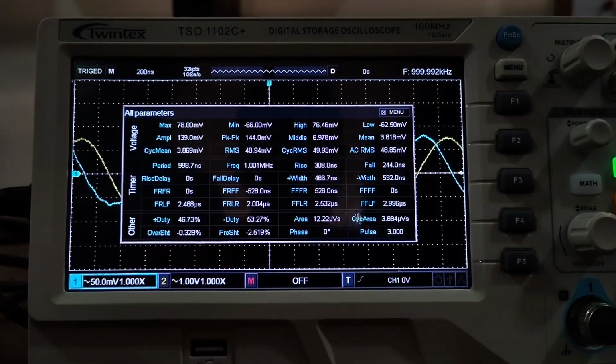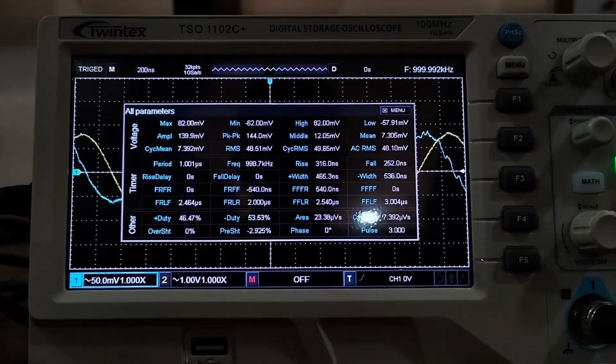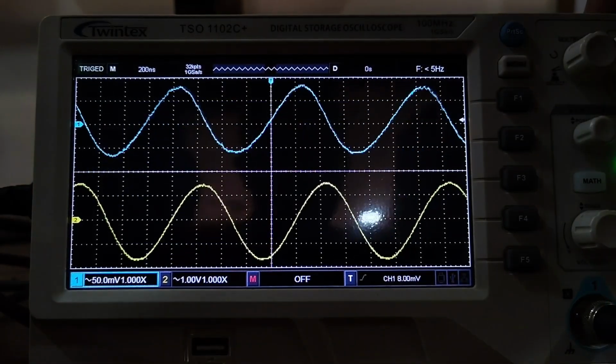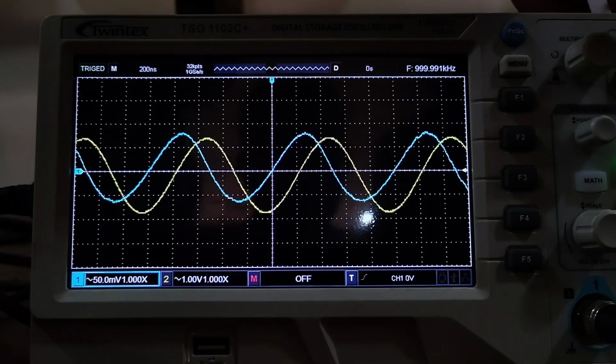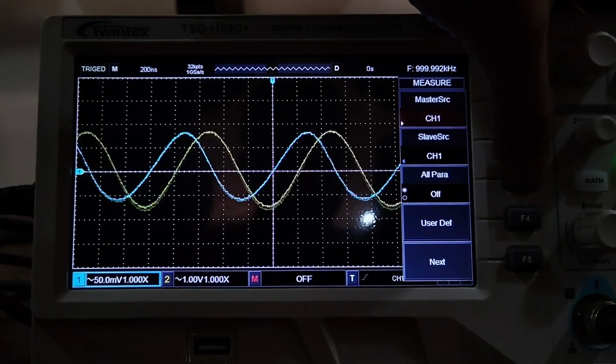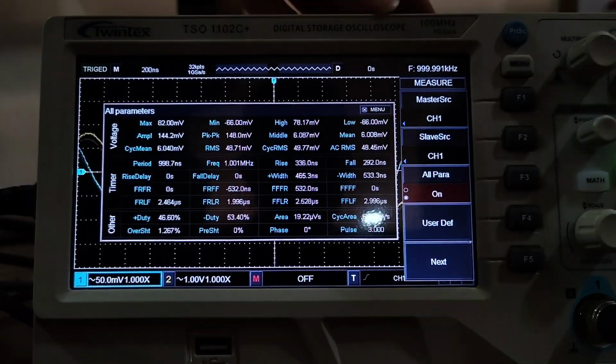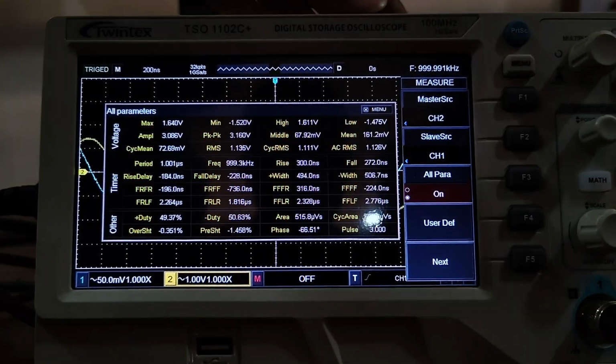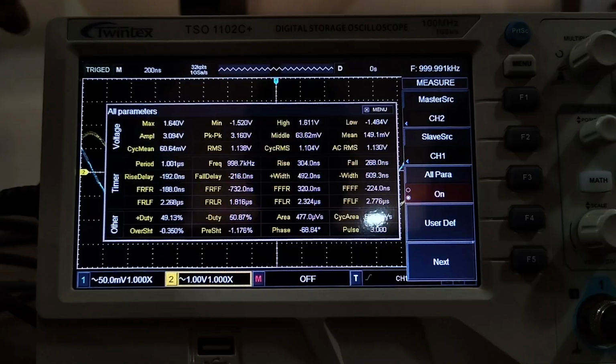Now if we take the frequency at 1 megahertz in the function generator, then we will see the output in the oscilloscope. So channel 1 here shows that our peak to peak voltage is 144 millivolt, and channel 2 shows here peak to peak voltage is 3.2 volt.